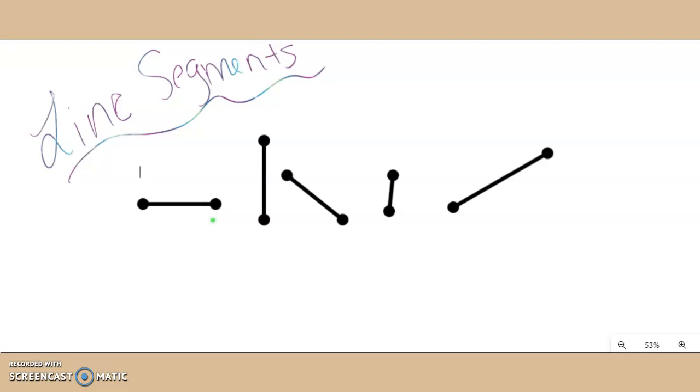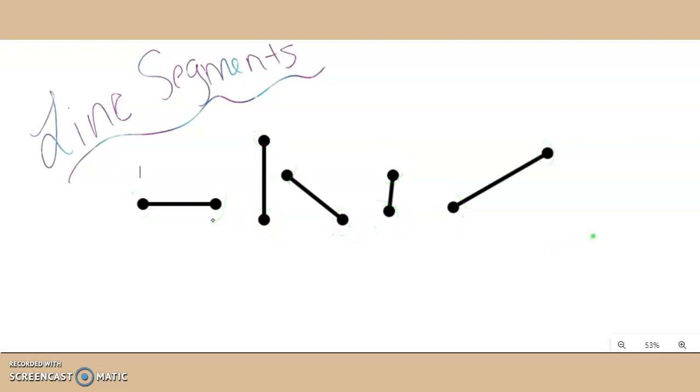Line segments are just little chunks of line. So the end points right here, if you look at them, those mean that the line starts and stops. So it's like if you cut a string, it's just a small chunk of a line. So when you see something that doesn't have arrows on the ends, those are known as line segments because they are stopping. A line segment starts and stops.